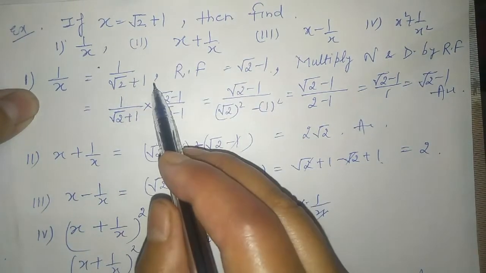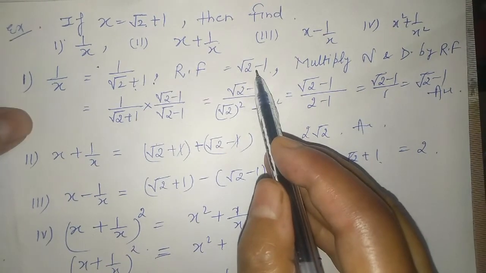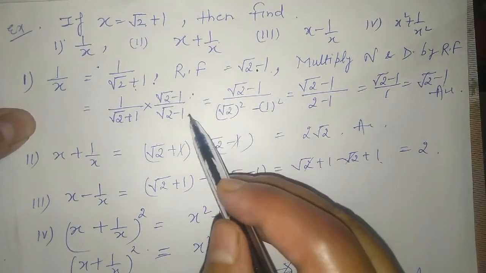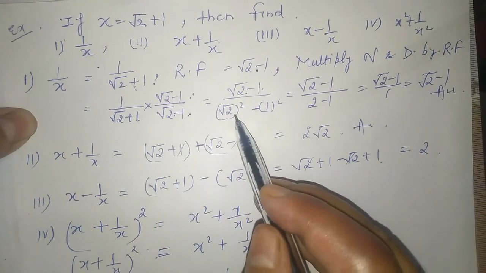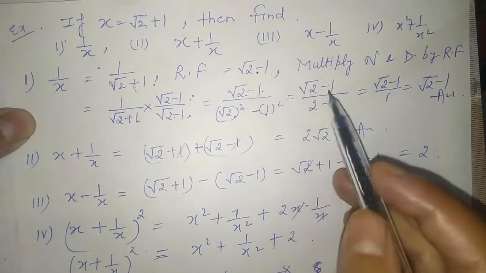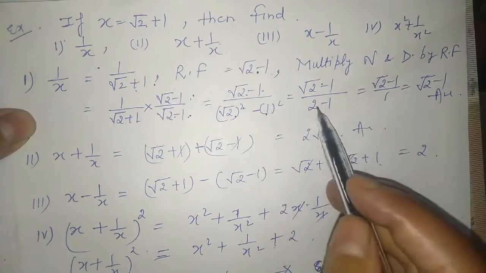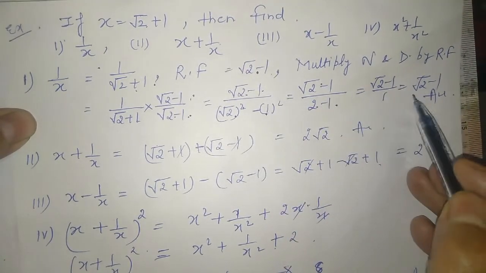So 1/(√2 + 1). The rationalizing factor is √2 − 1. So multiplying numerator and denominator by √2 − 1, we use (a + b)(a − b) in the denominator: (√2)² − 1². So you are getting √2 − 1 upon 2 − 1. So √2 − 1 is the answer.